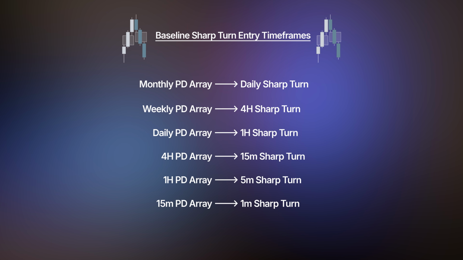And that right there is the baseline for sharp turns, meaning that's the bare minimum amount of confirmation we need. Anything above that is more confirmation. Anything below that is too little confirmation, meaning you don't want to go below that. You don't offer a daily fair value gap, a daily PD rate. You don't want to confirm it with a 15-minute sharp turn. It's never going to be enough.